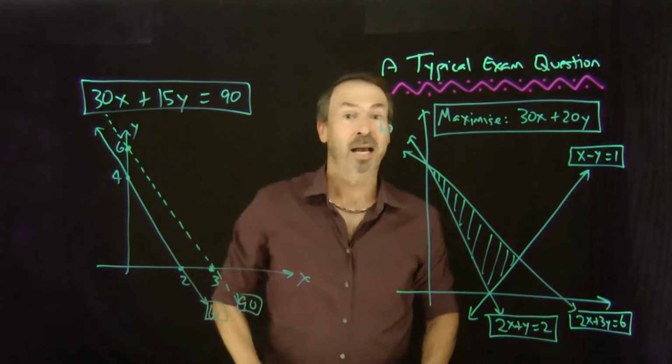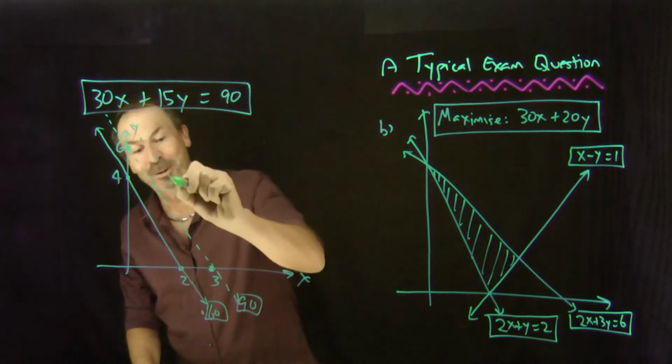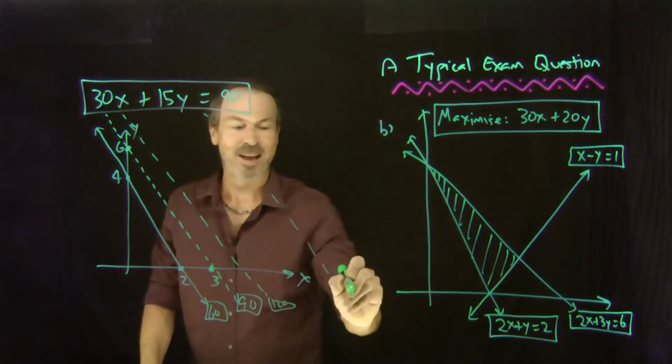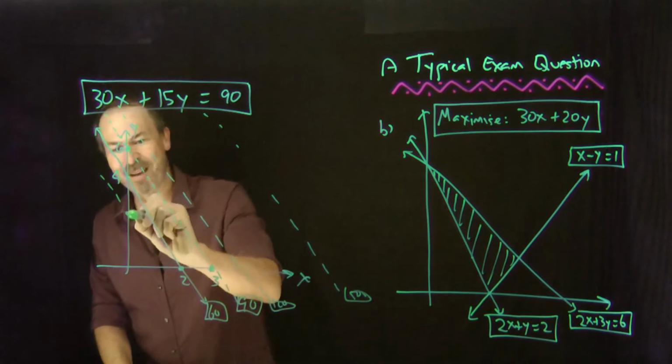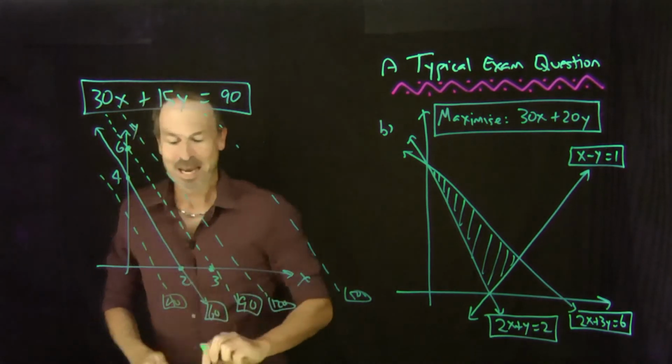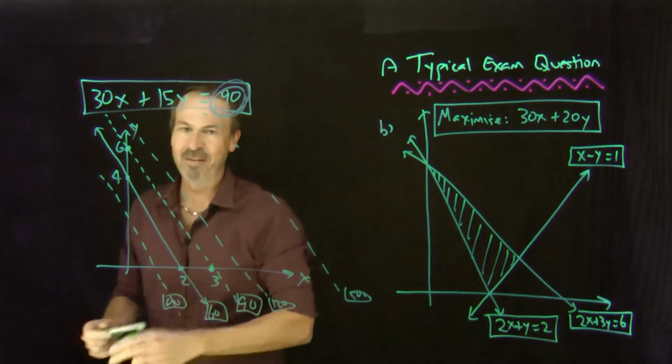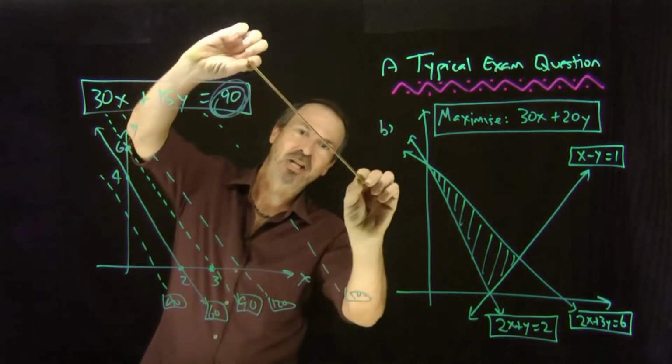30x plus 15y equals 120 will probably be bigger still. These will be all the points that give me the value 120. Here's the points that give me the value, I don't know, 500 or something. Here's all the points that give me the value 40 or something. In fact, you can see, if I keep changing this, I'll have a line that actually keeps changing position.